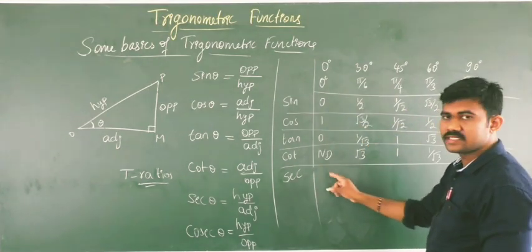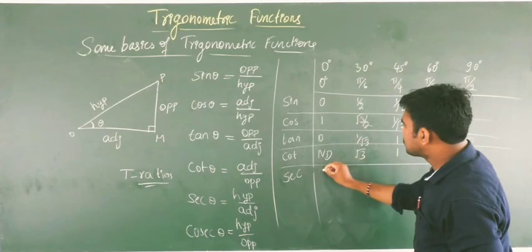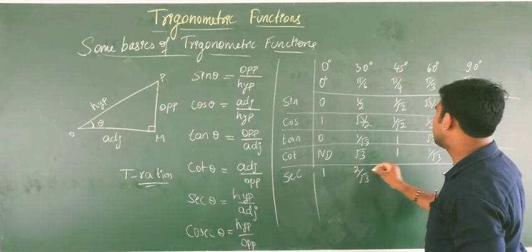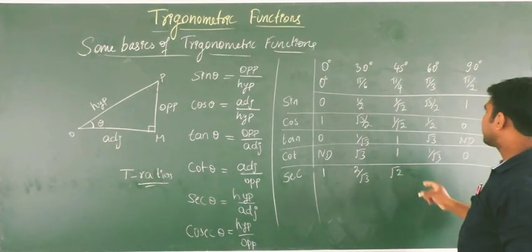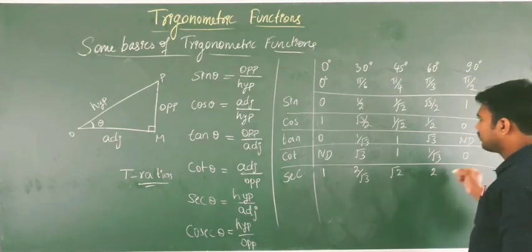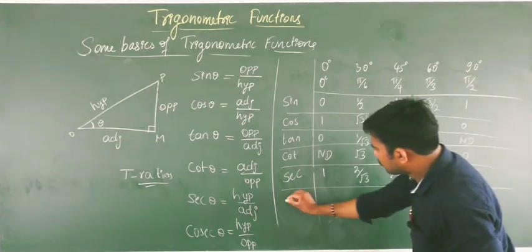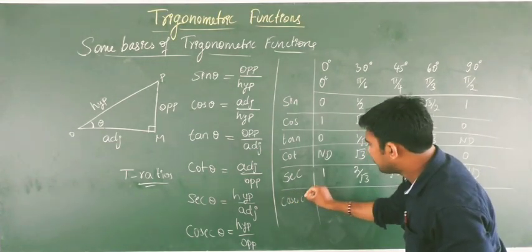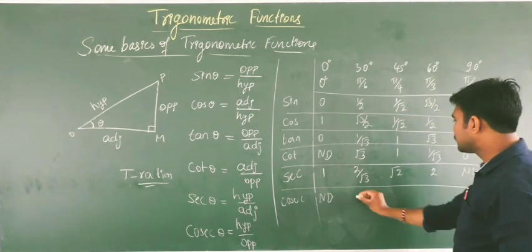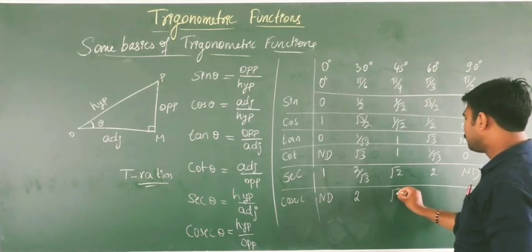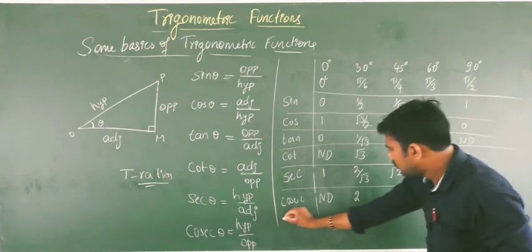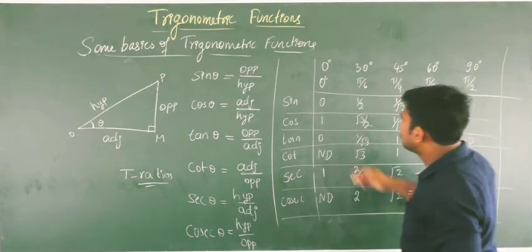Similarly, secant values. Secant 0 is nothing but 1. Secant 30 degree is 2 by root 3. Secant 45 degree is equal to root 2. Secant 60 degree is equal to 2. And secant 90 degree is not defined. Similarly, cosecant values, this also you studied. Cosecant 0 degree is not defined. Cosecant 30 degrees is 2. Cosecant 45 degrees is root 2. Cosecant 60 degrees is 2 by root 3. And cosecant 90 degree is 1.